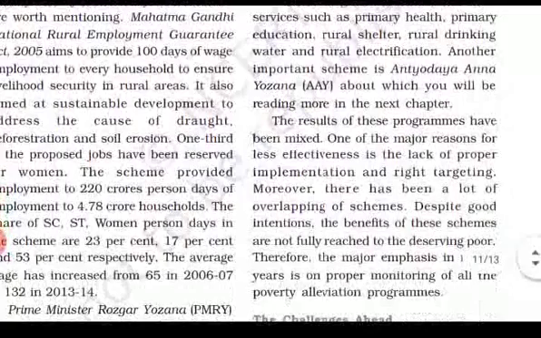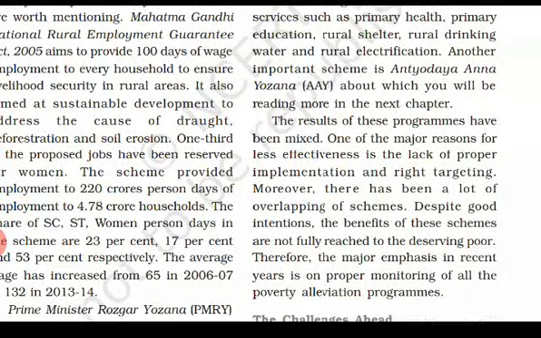Okay, so these were the various anti-poverty programs that have been launched by the government. The results of these programs have been mixed. If you see the outcome, or the success of these programs, it is a mixture. One of the major reasons for the less effectiveness is the lack of proper implementation and right targeting. These programs were not properly implemented.